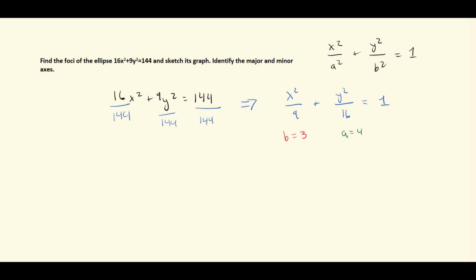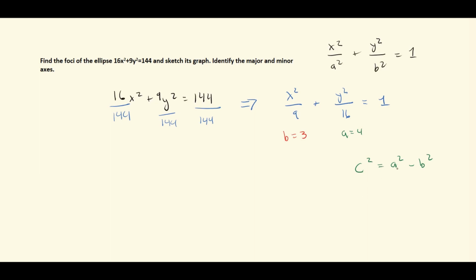The important equation that we mentioned before to find the foci was c squared is equal to the bigger one, a squared, minus the smaller one, b squared. So if we plug a and b in, we can find what c is equal to. And c represents the distance from the center to both the foci in either direction.